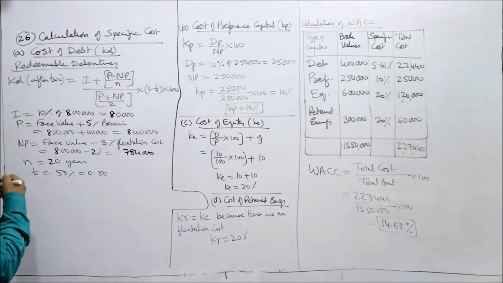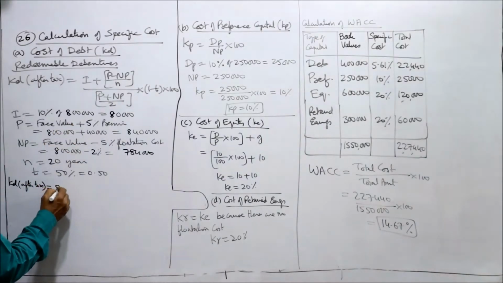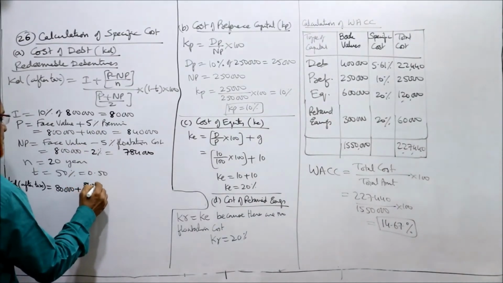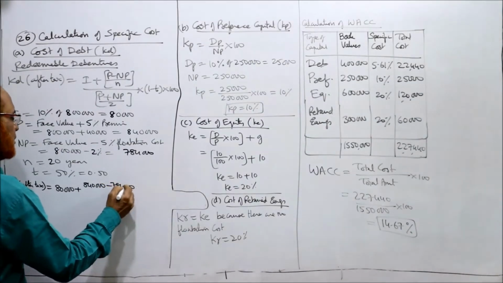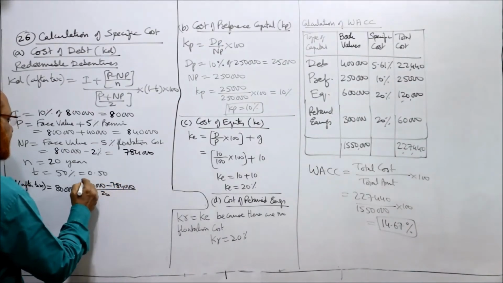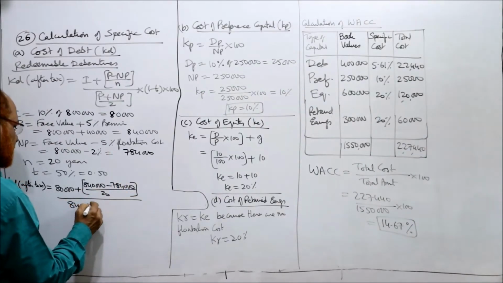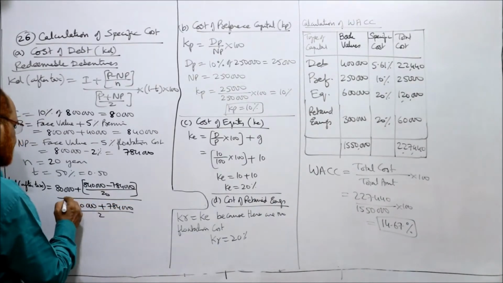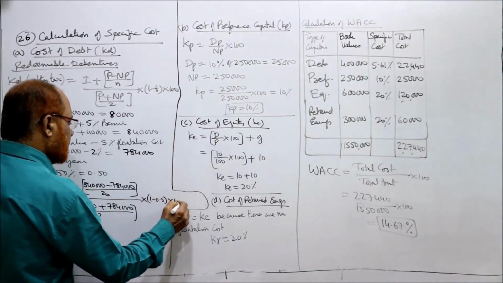Now we substitute the values in the formula. KD after tax is equal to I 80,000 plus P 8 lakh 40,000 minus NP 7 lakh 84,000 divided by 20, whole by 8 lakh 40,000 plus 7 lakh 84,000 divided by 2, into 1 minus 0.5, into 100.